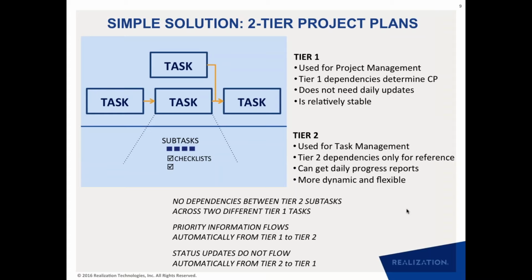So tier 2 information is there for reference, but it does not flow automatically into updates of remaining durations for tier 1 tasks.